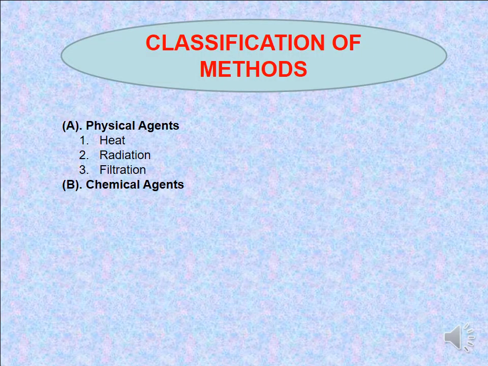The classification of sterilization and disinfectant. You have two classifications: the physical agent or chemical agent. Other classifications use physical, chemical, and physico-chemical agents, but the main is the physical agent, which has heat, radiation, and filtration, and we use chemical agents.